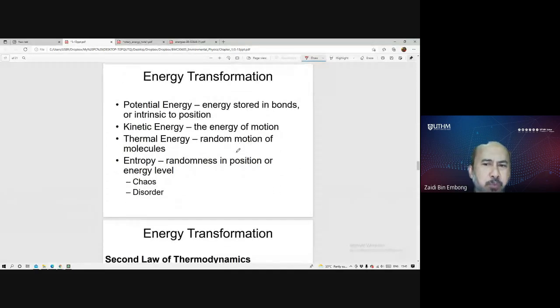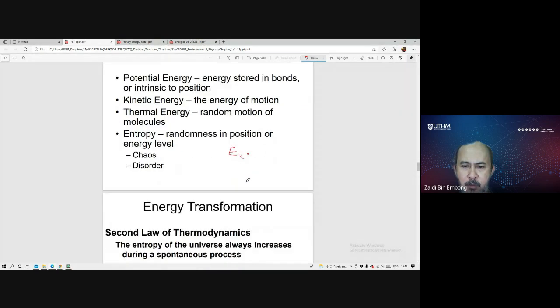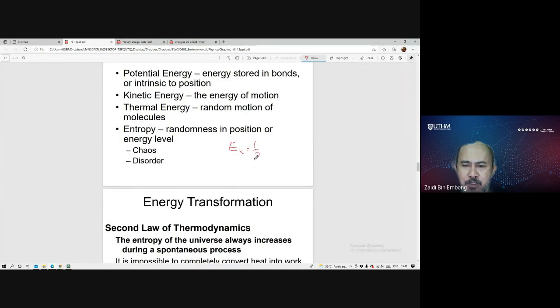And talking about this, we have the potential energy and the kinetic energy. Potential comes from the bonding of the chemical. Kinetic energy is from the mechanical. When you deal with the mechanical part, I mean, all the things are rotating. What is kinetic energy? EK is equivalent to, you know this formula, 1/2 mv squared. Okay, this is kinetic energy. So we also have thermal energy, the random motion of the molecules.